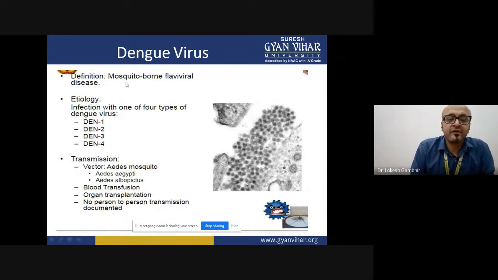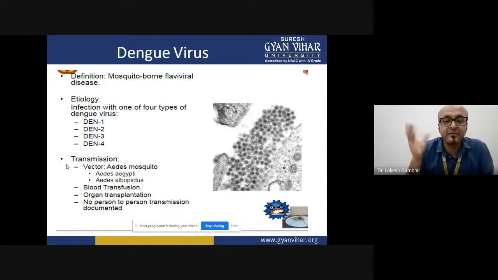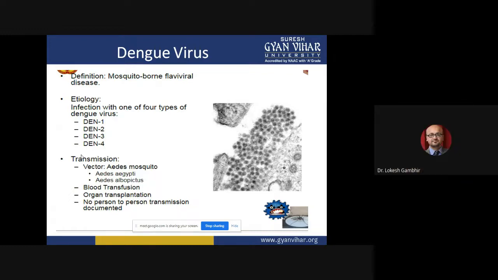When we are talking about the etiological part, I already told you that we have four different types of strains of this virus. And when we are talking about transmission, what is the vector? Although in the majority of places you will see that Aedes aegypti, the Aedes mosquito, is the main transmission vector of this disease, apart from Aedes aegypti, Aedes albopictus is also responsible for the transmission of the dengue virus. And apart from the mosquito bite, what can be the other routes of transmission when we are talking about dengue virus spread?